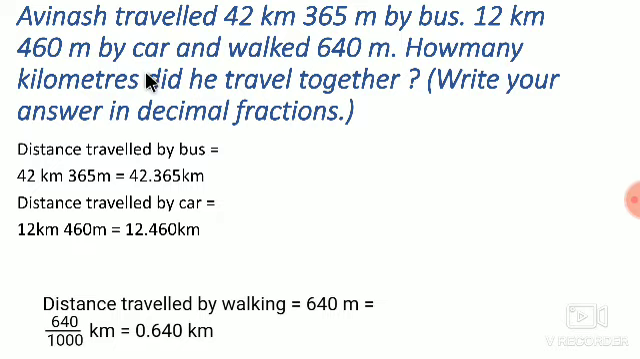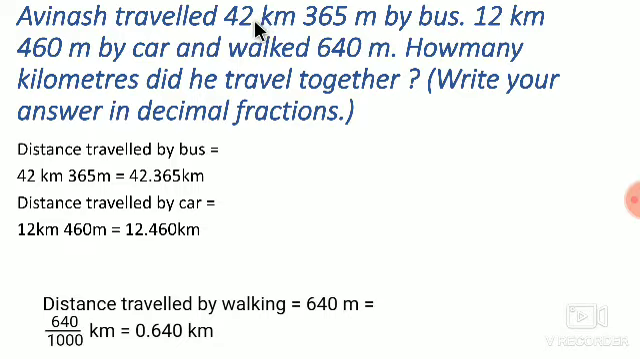Today we are going to solve the practice set 14 word problems. First one, Avinash traveled 42 kilometers 365 meters by bus, 12 kilometers 460 meters by car and walked 640 meters. How many kilometers did he travel altogether? Write your answer in the decimal fraction.